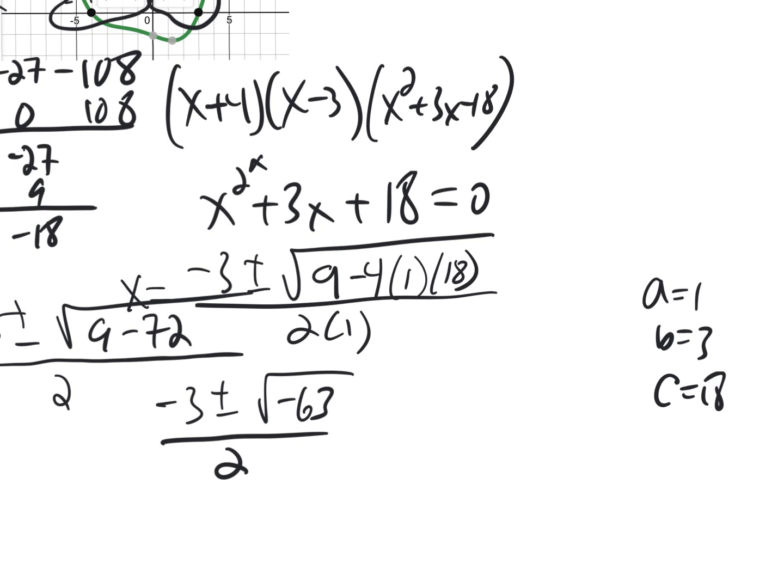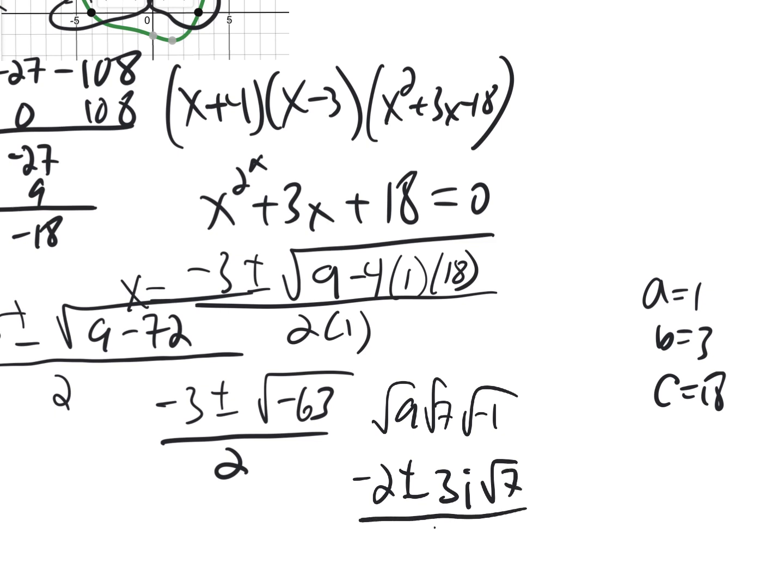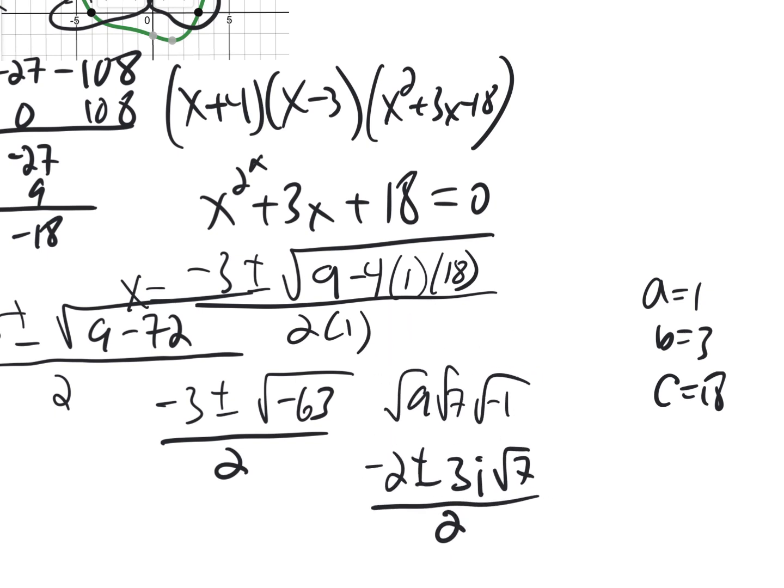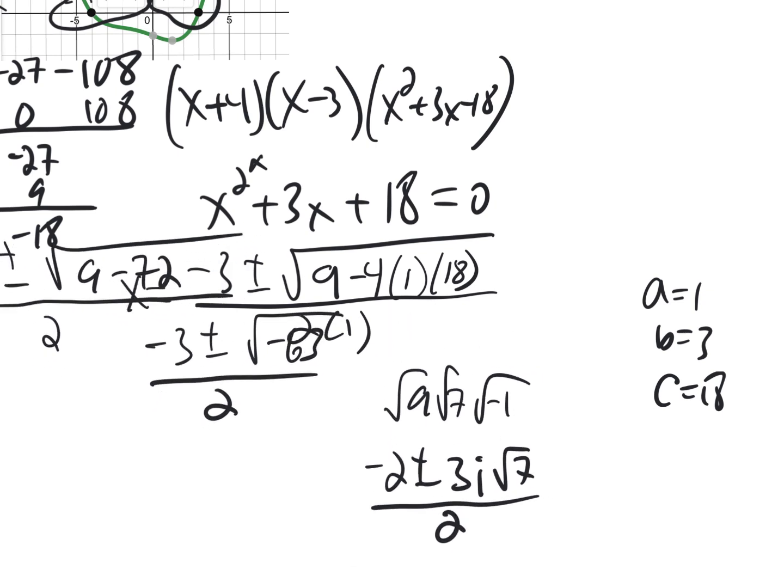We know the negative is an i, so we're going to do 9 times 7 times -1. So those all have square roots. So I'm left with -3 plus or minus. Now the square root of 9 is 3. We need the i from the square root of -1, and the root 7 is coming along for the ride, and that's all over 2. So we've got two zeros there. It's a second degree equation. There should be two zeros.